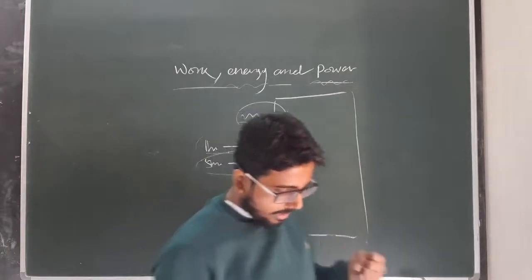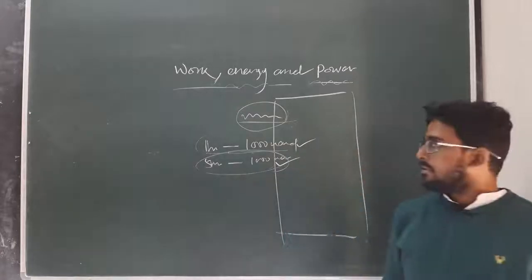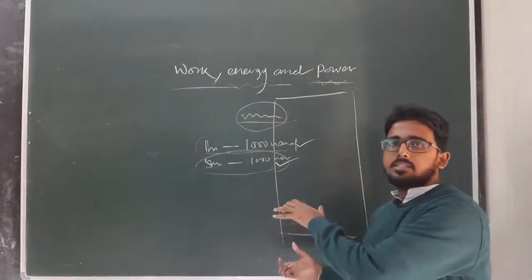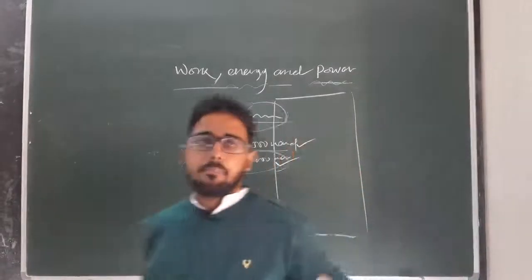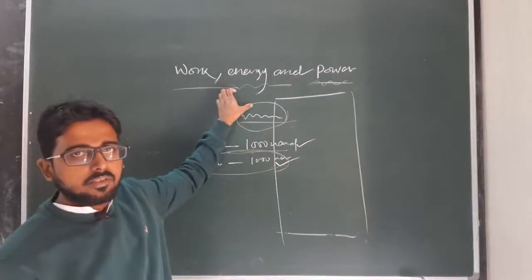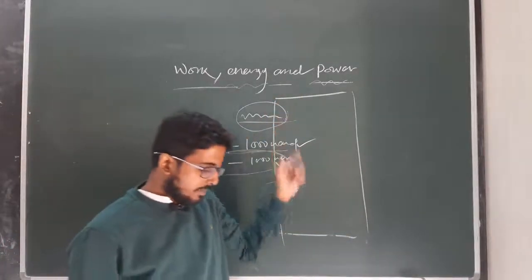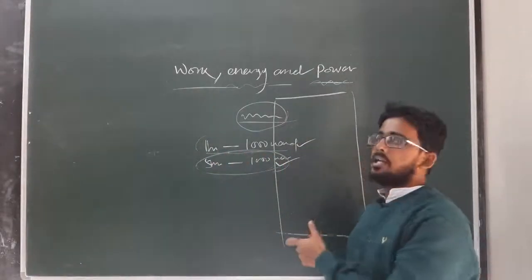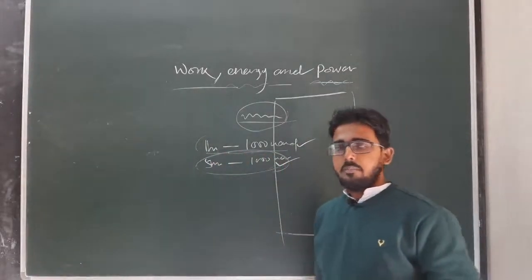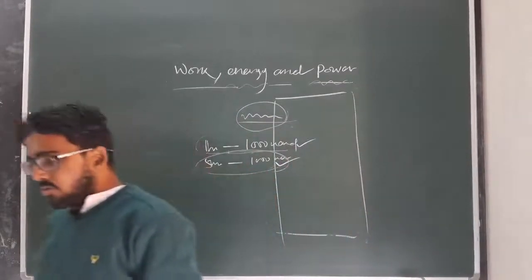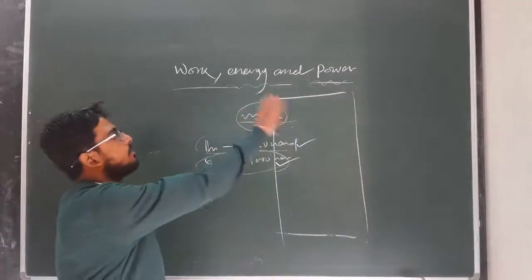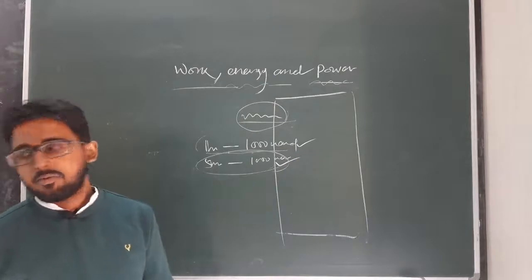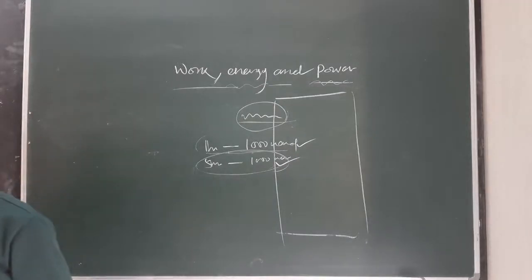Clear? So work is something that we are doing. The amount of work done by someone depends upon the energy of that person. Power defines the rate of doing work, how fast someone can perform work. So in this chapter we are going to discuss work, energy and power separately. Clear? So first of all, let's discuss what is work.